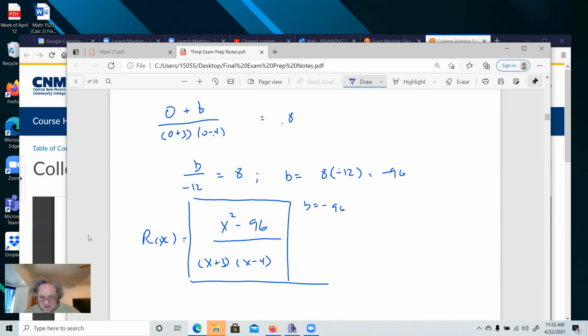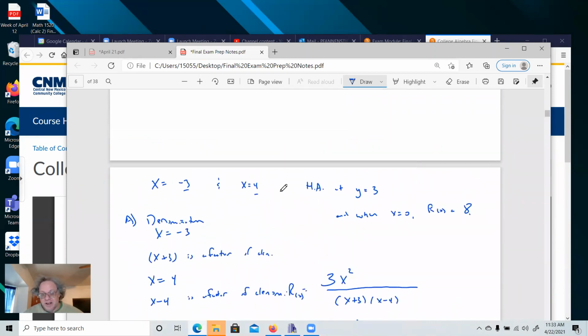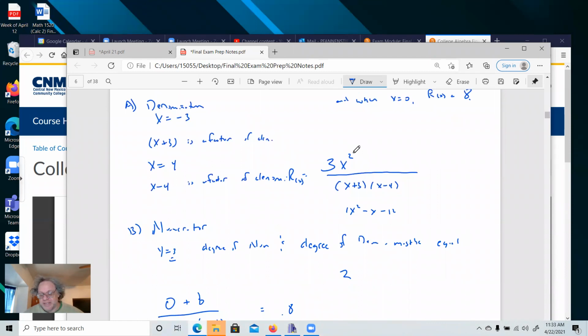Beautiful. So that's how you do one of those. I mean, it looks a lot scarier than it is. On your final, I didn't give you an oblique asymptote to deal with because we don't really talk too much about them in the class.